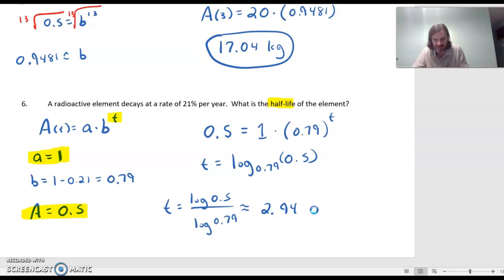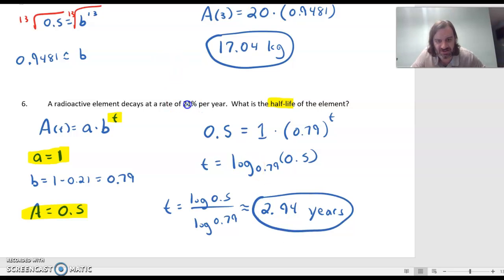2.94, and that would be years, which makes nice sense because we said that it was decaying at 21% per year. So if you did that about 3 times, you should theoretically be less than half. Remember, it's not compound, 21 plus 21 plus 21, so 3 years doesn't mean 63% because the new amount is different than the year before. But in this case, the half-life would be almost 3 years, 2.94. Okay. All right, some good examples.